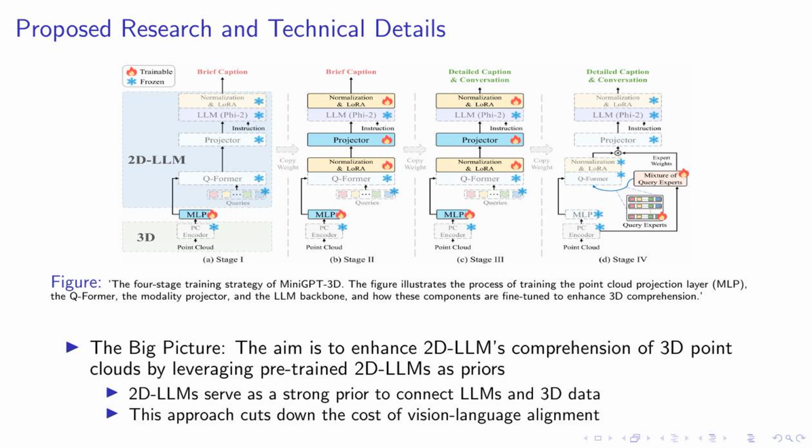The journey: we're leveraging pre-trained 2D LLMs to enhance their understanding of 3D point clouds. The strategy: our 4-stage training strategy, as shown in the figure, involves fine-tuning the MLP, Q-former, modality projector, and LLM to boost 3D comprehension. The benefit: this approach not only connects LLMs with 3D data, but also reduces the cost of vision-language alignment.